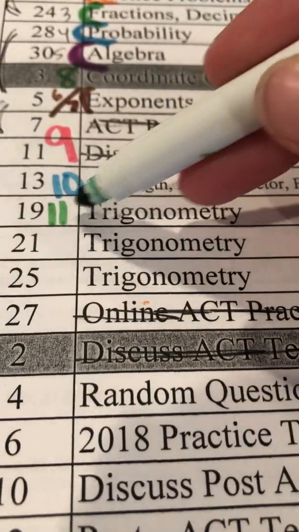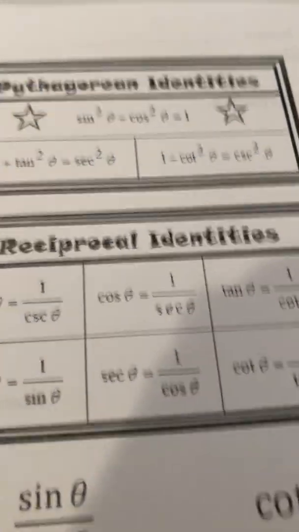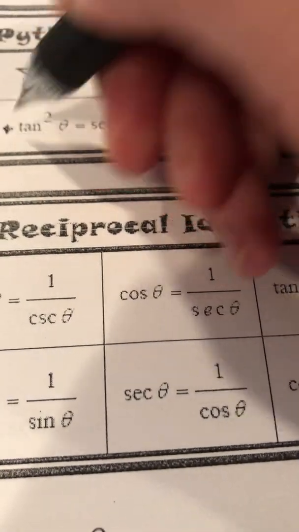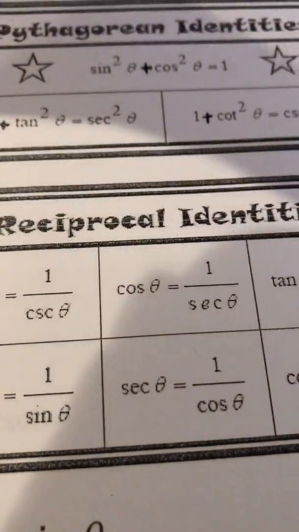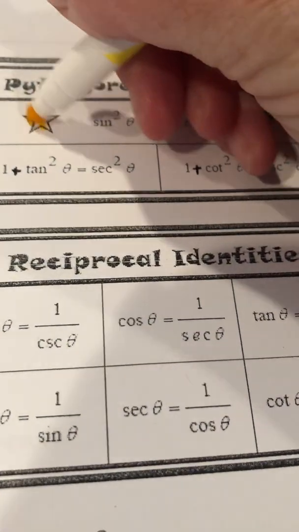All right, this is lesson 11, trigonometry day 1. So it should look like this. And unfortunately, copies of copies do not show that plus very well. So here's what I need you to know, this one.